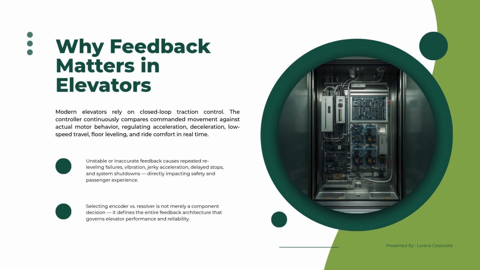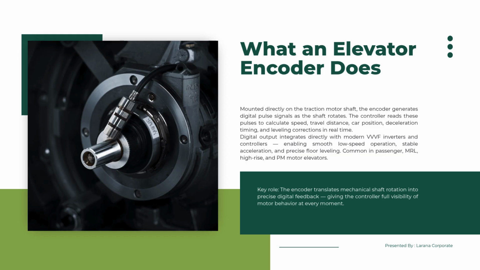What an elevator encoder does. An elevator encoder is usually mounted on the traction motor shaft. As the shaft rotates, the encoder generates digital pulse signals. These signals allow the controller to calculate elevator speed, travel distance, car position, deceleration timing, and leveling correction behavior. Because encoder output is already digital, modern VVVF inverters and elevator controllers can process the feedback directly. This makes encoder-based systems easier to integrate with digital control architecture.